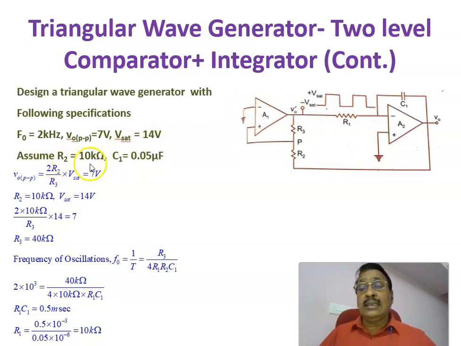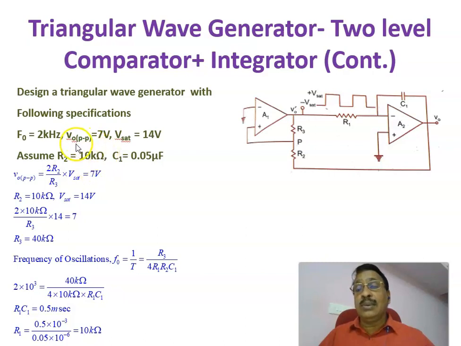Assume that R2 equals 10 kilo ohms, and the feedback capacitor C1 equals 0.05 microfarad. You are asked to find the other parameters: what should be R3 and what should be R1. This is to be designed in order to get an output triangular signal having a frequency of 2 kilohertz and a peak-to-peak value of 7 volts.